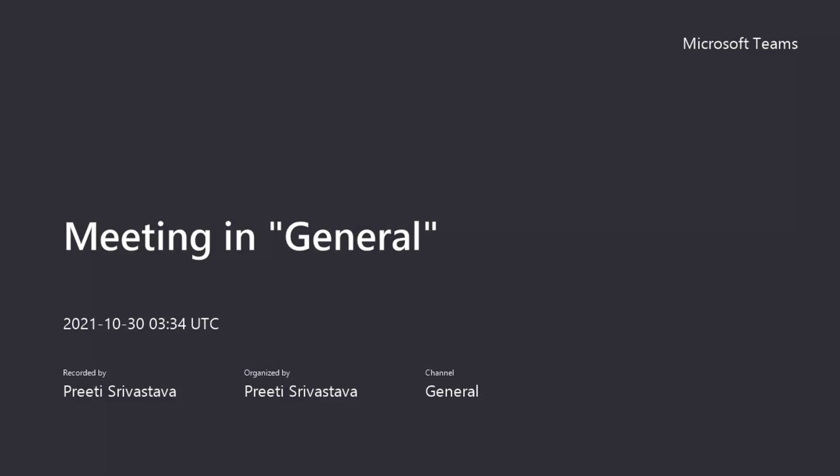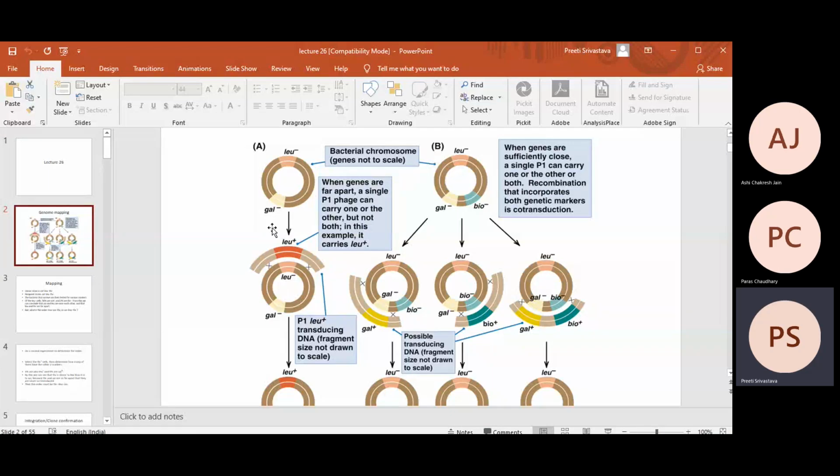Diagram showing that you have the host organism. So this is the chromosome of the host organism, or the recipient organism, which is Leu minus and Gal minus. Gal is for galactose and Leu is for leucine. In B, what you see is that this particular host is Leu minus, Gal minus, and Bio minus.